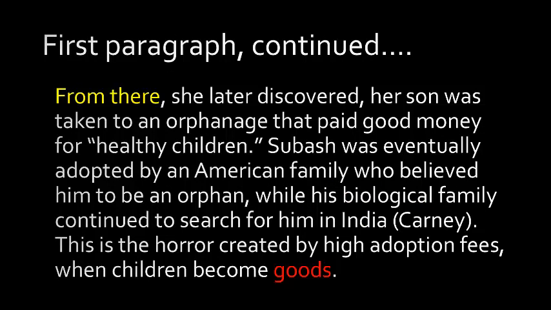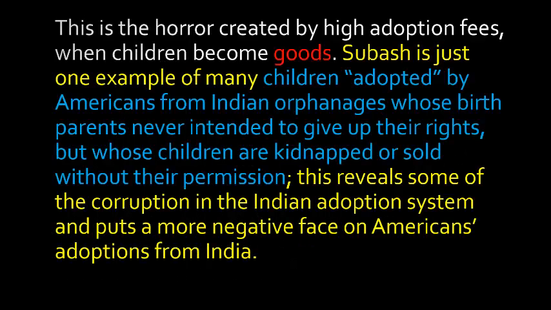So we look at this next bit of the paper, and this is all the same paragraph, but I wanted it to be big enough for you to see it. So let's go back to our "from there" sentence. From there, she later discovered her son was taken to an orphanage that paid good money for healthy children. Subhash was eventually adopted by an American family who believed him to be an orphan, while his biological family continued to search for him in India. This is the horror created by adoption fees when children become goods. So let's look at where "goods" appears in our next sentence. We're still in the same paragraph. This is a long paragraph. This is a long story, but you've interested your reader, and this relates to your argument in a very important way. This is the horror created by high adoption fees when children become goods.